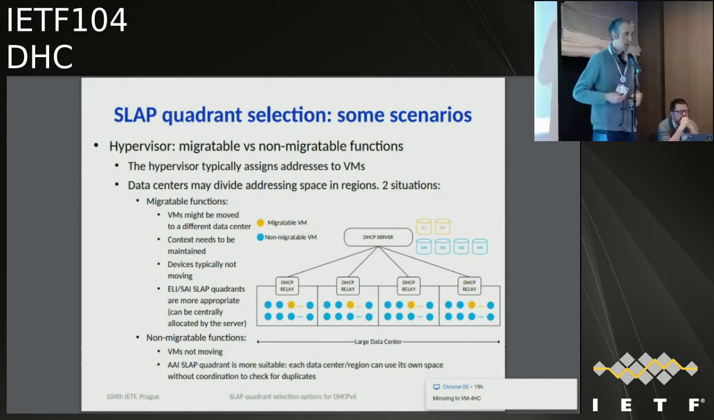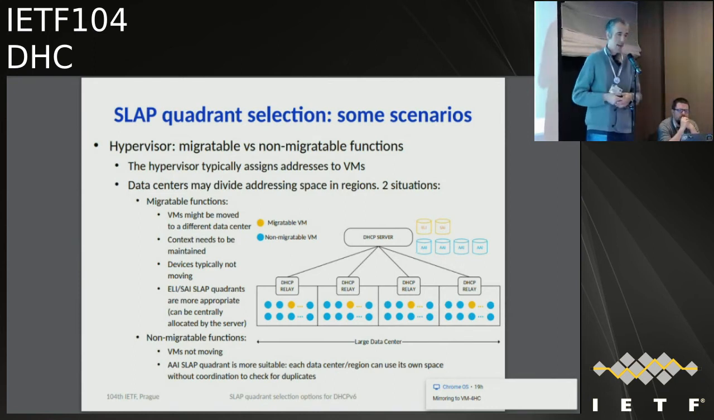So again, in the draft we discussed what is the best quadrant for this situation, compared to the scenario in which the function is not expected to move at all, and then you can use a different kind of quadrant that facilitates operationally the way the address is allocated.